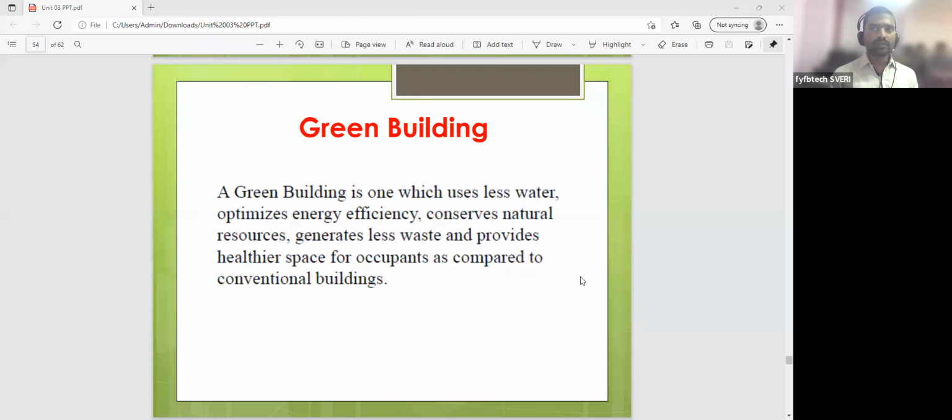Okay, then coming to the point of foundation. What is foundation? Anyone? Yes, what is the foundation? Foundation is that part of the structure which transfers the entire building load into the soil or subsoil. That is called foundation. Is it right, all of you?